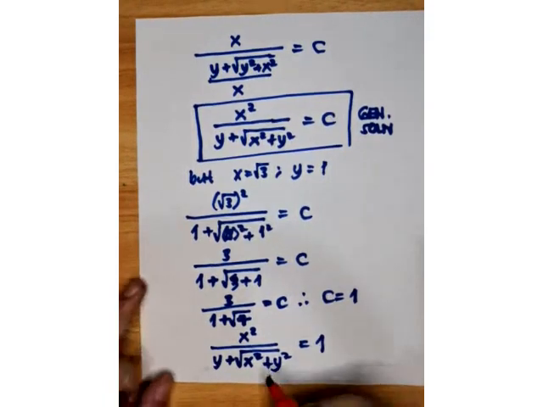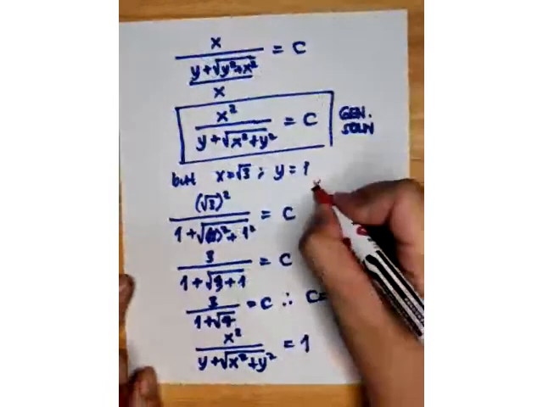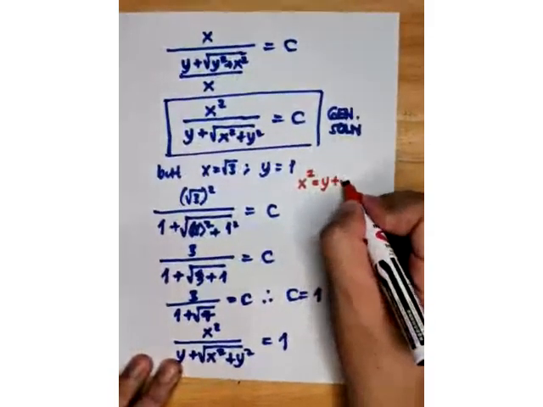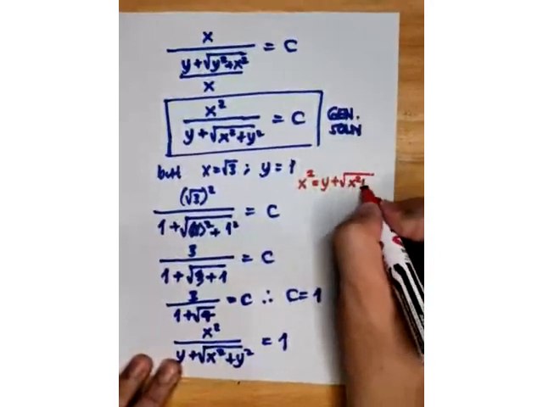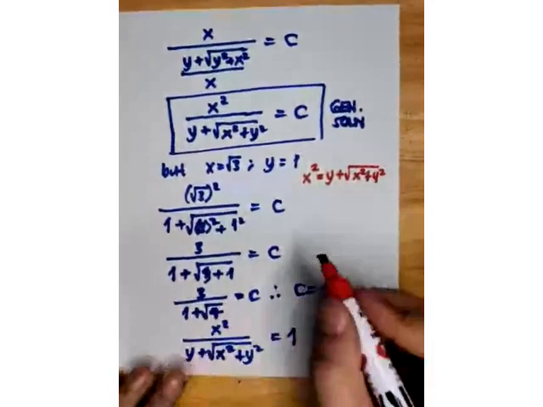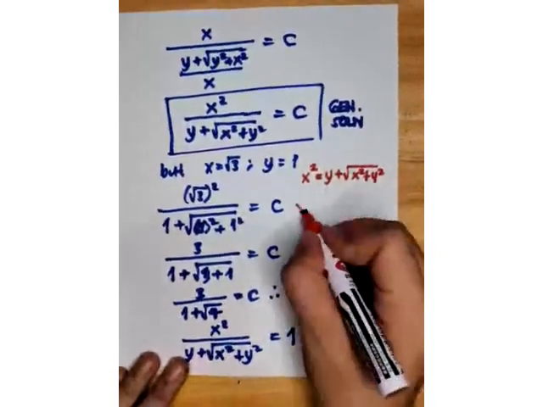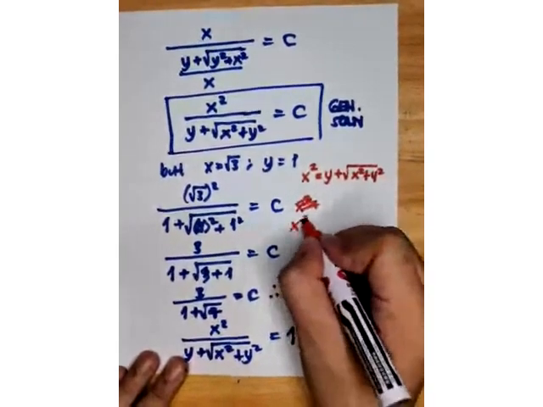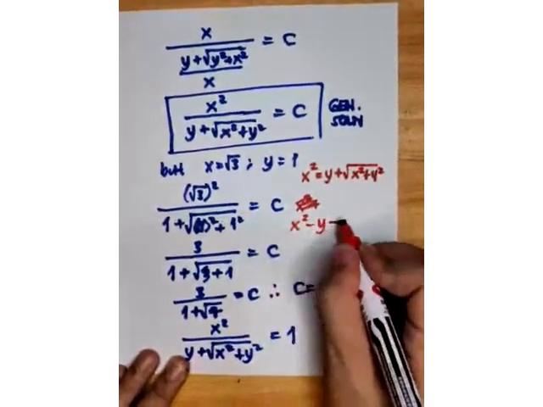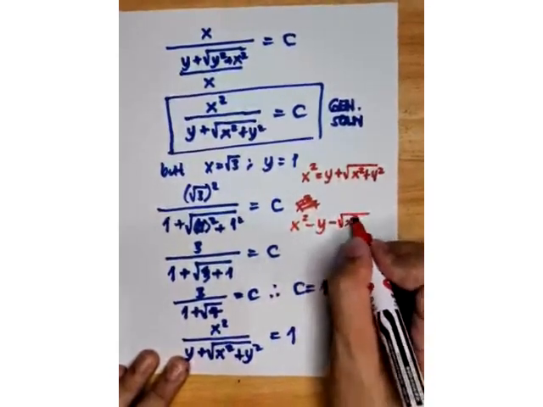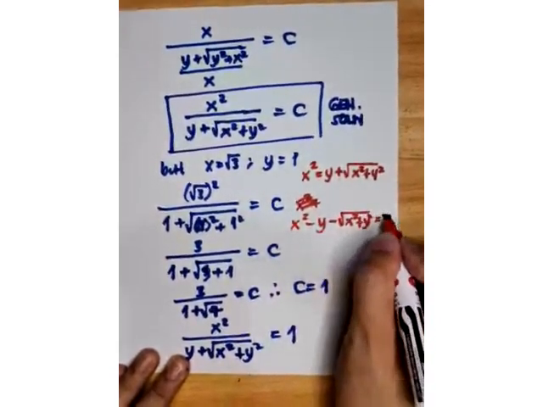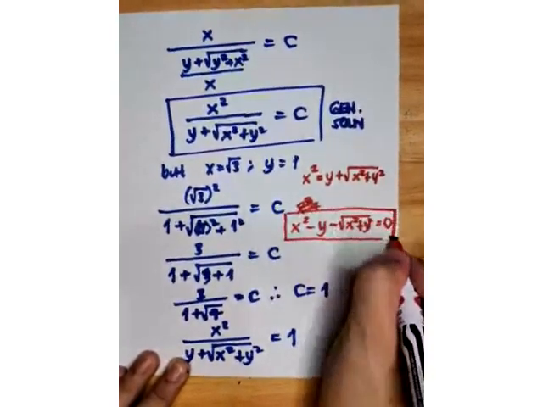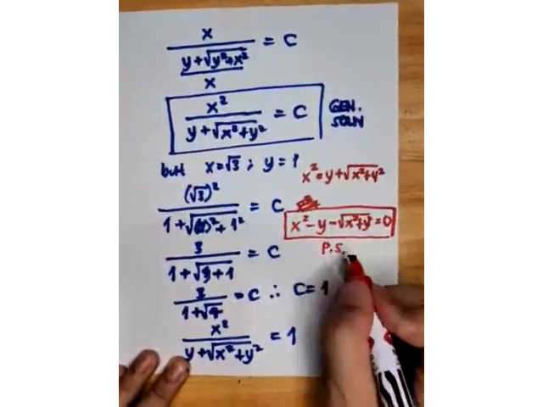Let's cross multiply. So that means we'll have x squared is equal to y plus the square root of x squared plus y squared. Or x squared minus y minus the square root of x squared plus y squared is equal to 0. Ayan. So this is our particular solution.